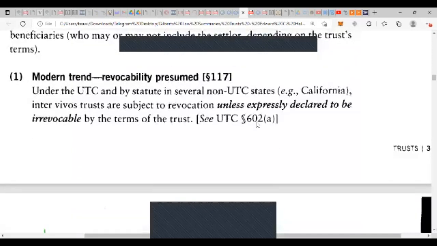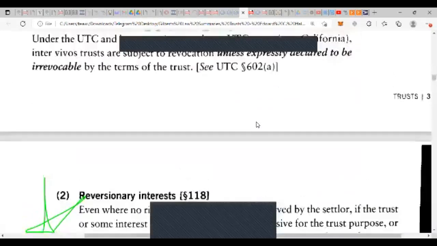Number one, modern trend, revocability presumed. Section 117. Under the UTC and by statute in several non-UTC states, such as California, inter vivos trusts are subject to revocation unless expressly declared to be irrevocable by the terms of the trust. See UTC 602(a).